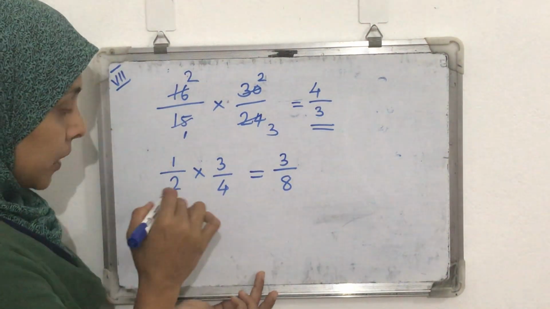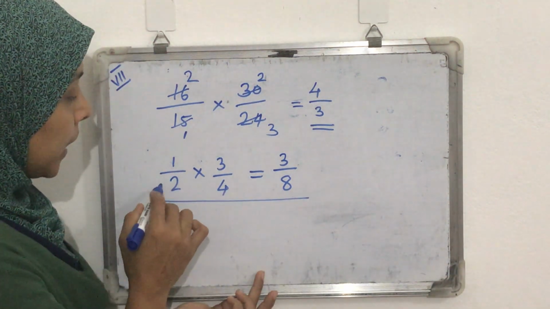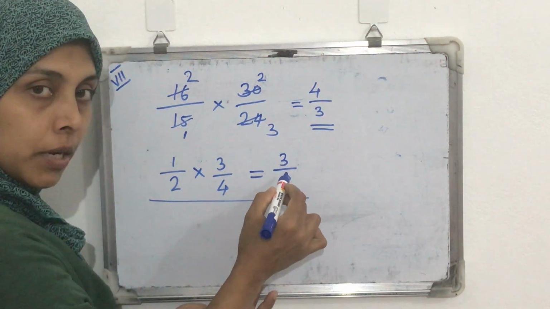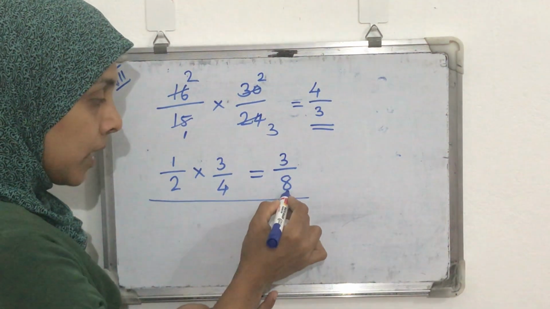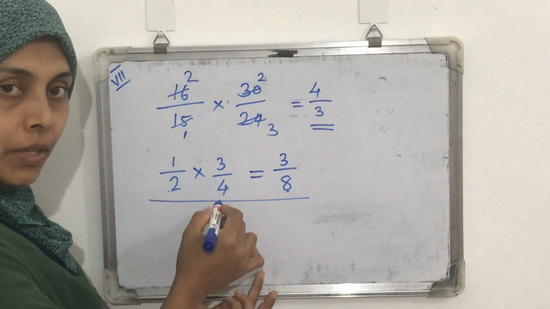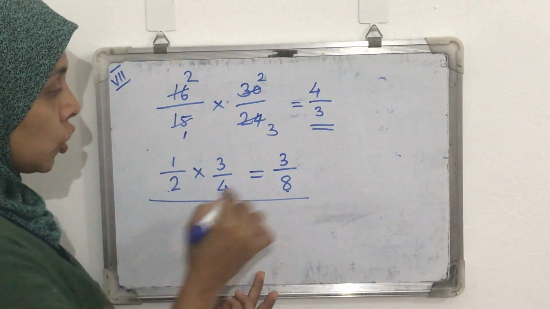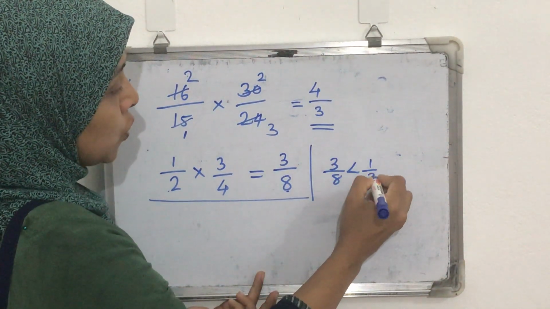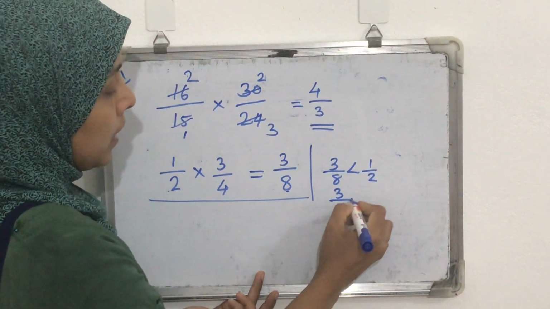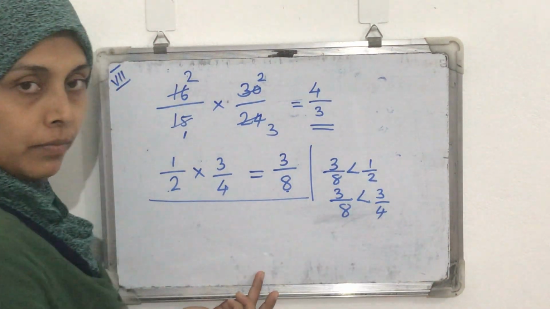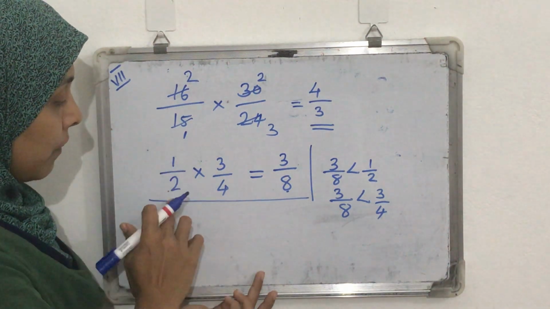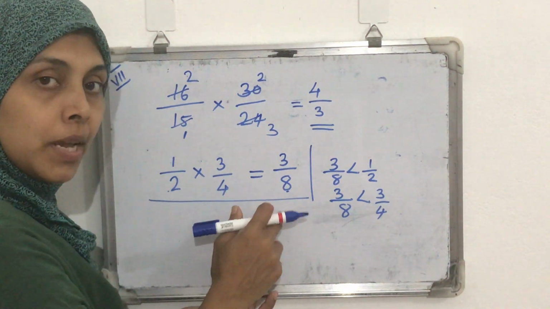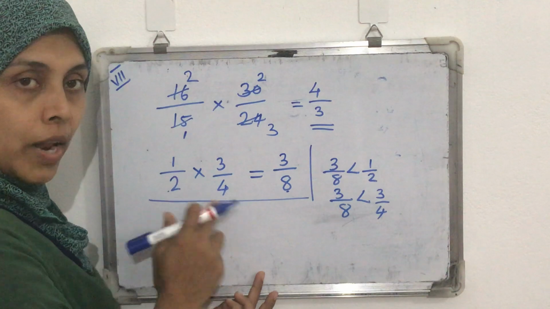Now there is a general form. When you multiply any two proper fractions, its product, we got here 3 by 8, will be less than each of these two fractions. Okay. So what can we write here? This 3 by 8 will be less than 1 by 2, and 3 by 8 will be less than 3 by 4. So we can generalize: when we multiply any two proper fractions, its product will always be less than each of these two fractions.